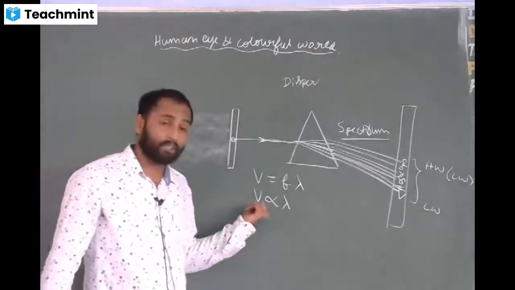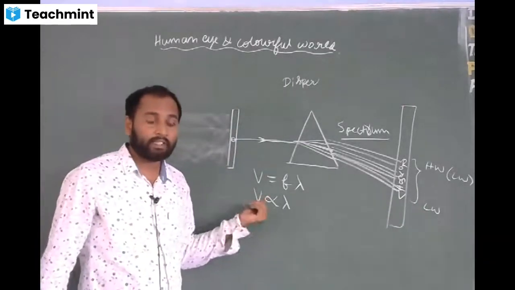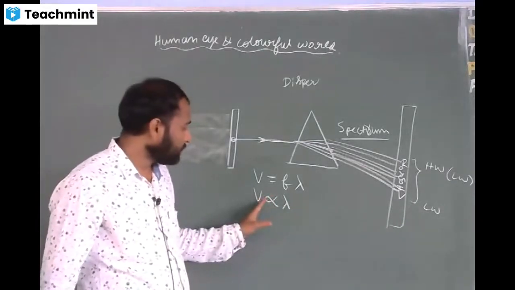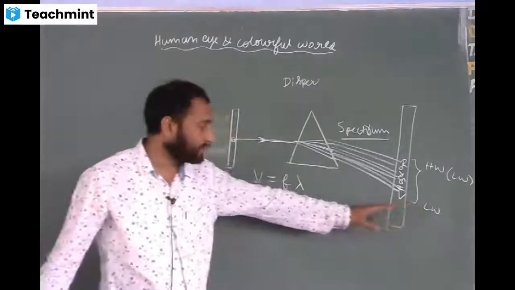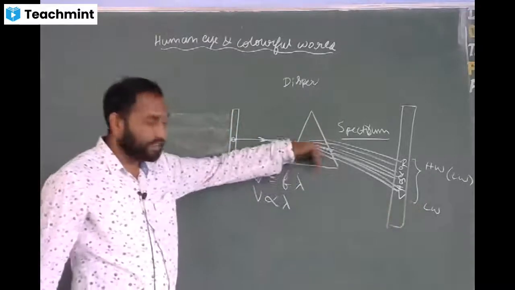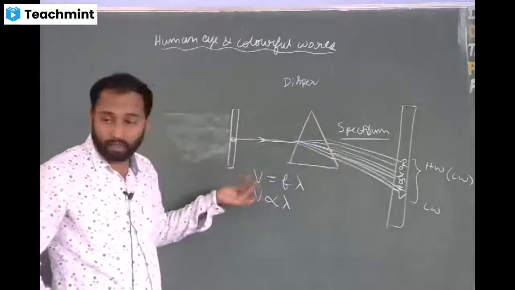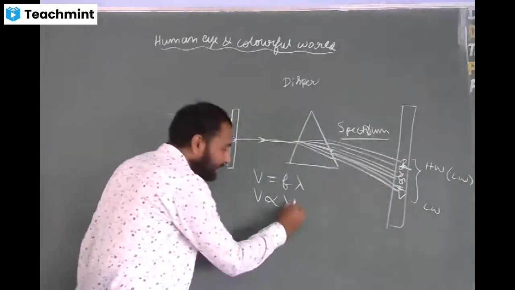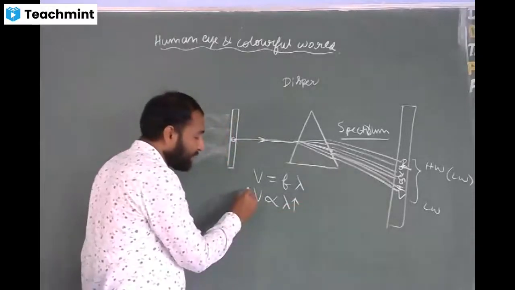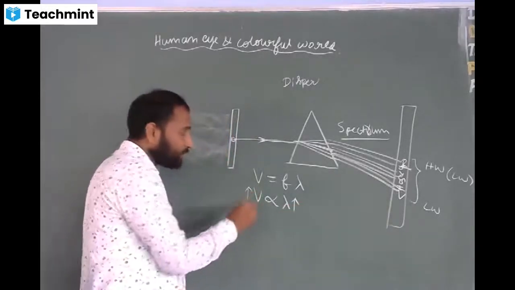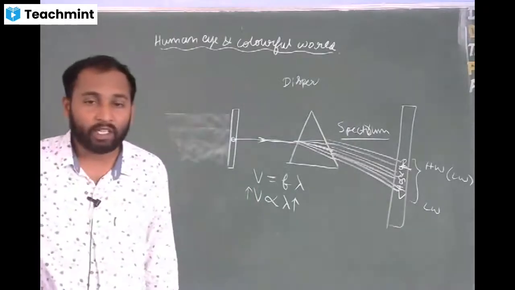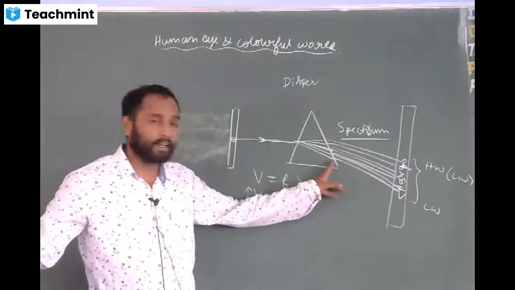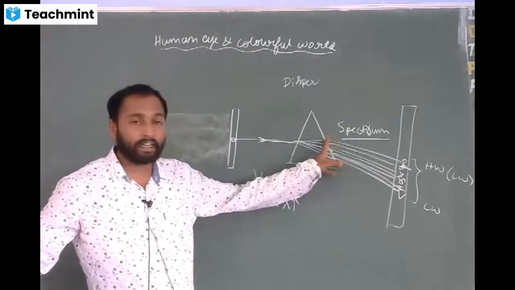As the speed of the violet is less, it has bent the least. Red has a longer wavelength, so the speed of red colored light is more. That is why it is most deviated. So the least deviated light is violet, and the most deviated light is red.